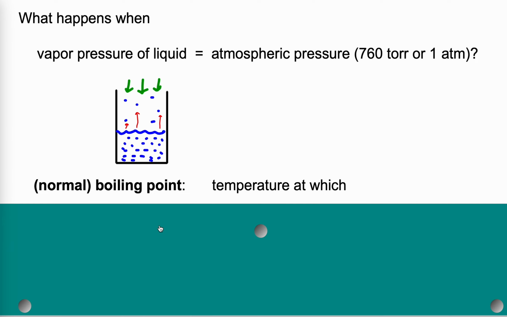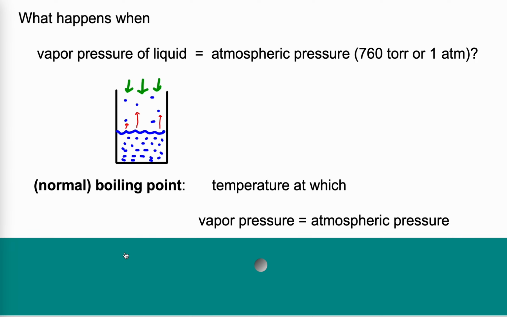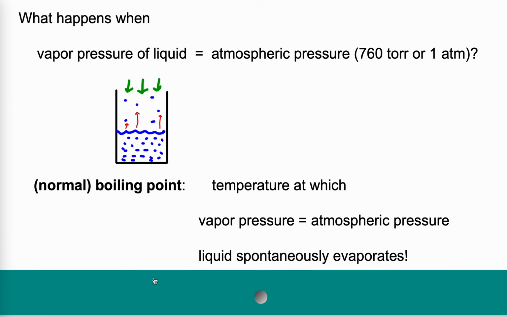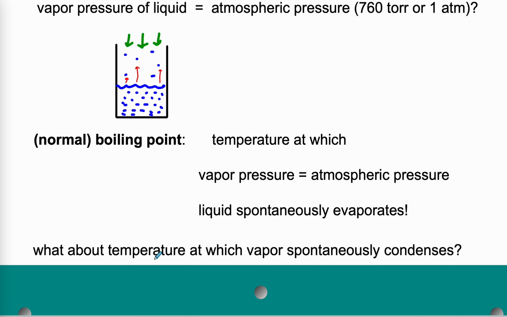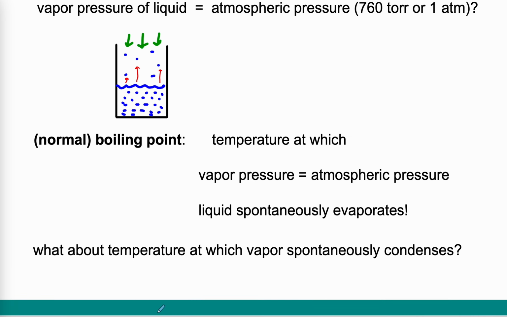The normal boiling point is the temperature at which the vapor pressure of the liquid is equal to atmospheric pressure. And this is the temperature at which the liquid spontaneously evaporates. What about the temperature at which the vapor spontaneously condenses? Well, that would be essentially the same.